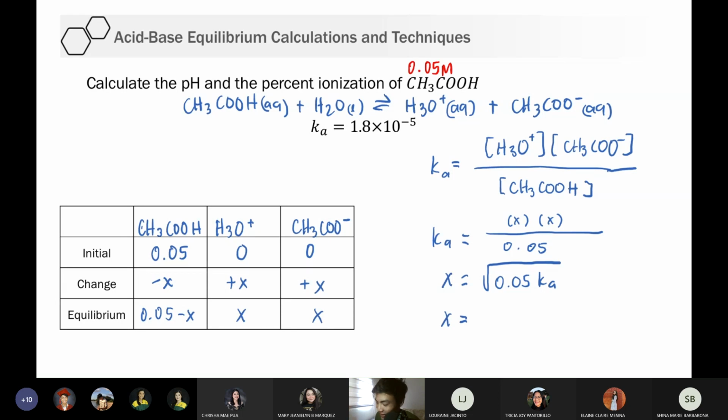Yun yung equation. So that will be 9.49 times 10 raised to negative 4 molar. Ayan. Huwag nyo kalimutan square root of CaKa. Pag pwede gamitin, gamitin. Huwag nyo napahirapan sarili nyo, please. Okay? So, yan. So, that's the x value. Ano na gagawin natin? Plug in. Paki-plug in na lang.